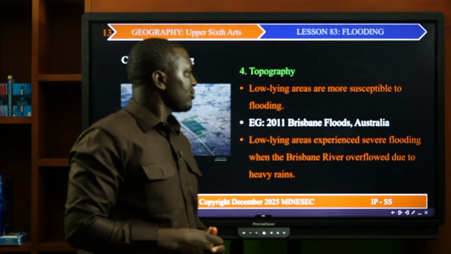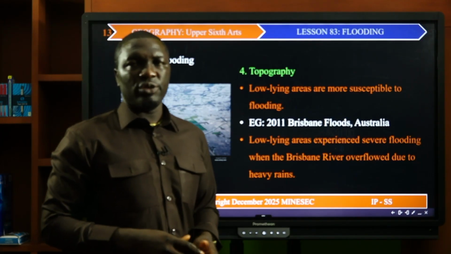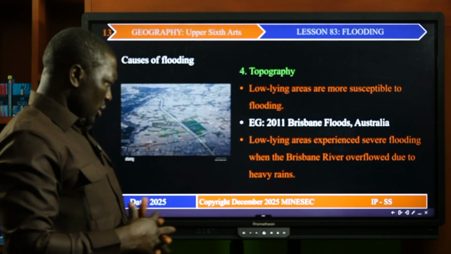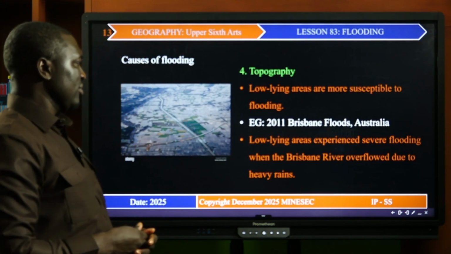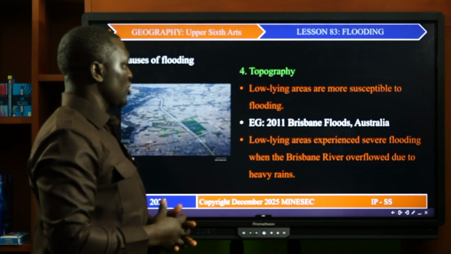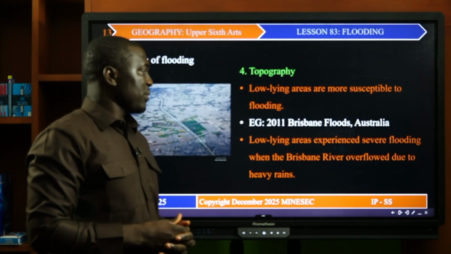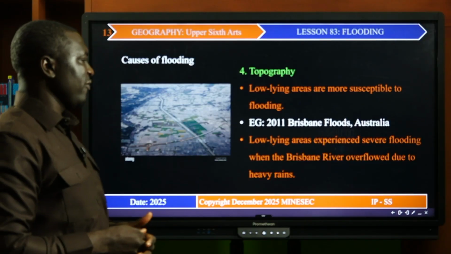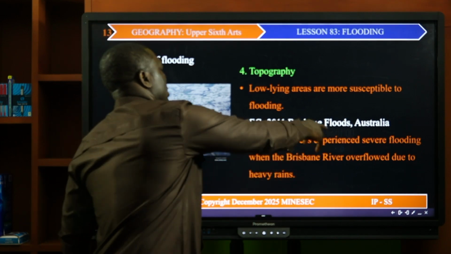Topography. Lowland areas are more liable and vulnerable, susceptible to floods. In 2011, at Brisbane, in Australia, there was a very terrible flood as a result of the topography. Low-lying areas experienced severe flooding as Brisbane River overflowed due to heavy rainfall.